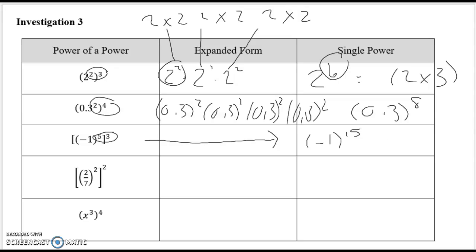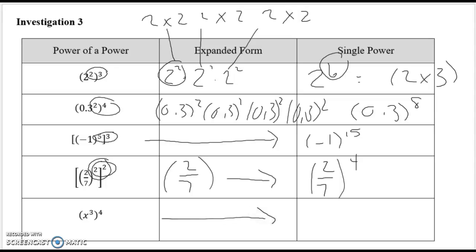Okay, next one. We have our base of 2 over 7. Okay, and we're doing that 4 times. So I'm just going to draw an arrow over here. So our base is 2 over 7. And then, like I said, 2 times 2 gives us 4. Next one, we have our base x. So instead of writing it a bunch of times, I'm going to have x. And then I have 3 times 4, which gives me 12. So that would be my single power.